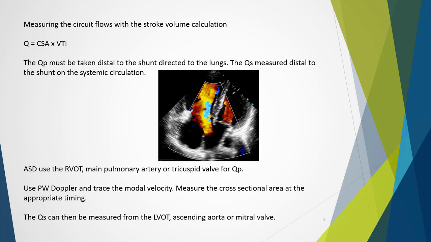The QS can then be measured from the left ventricular outflow tract, the ascending aorta, or mitral valve. Again, here is the order of preference that is shown. The atrioventricular valves are chosen lastly for the difficulty in attaining the true diameter and the elliptical shape they have, rather than a true circular form, which leads to error in the calculation.